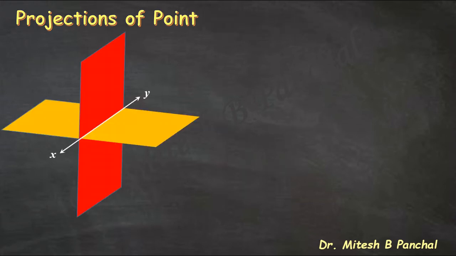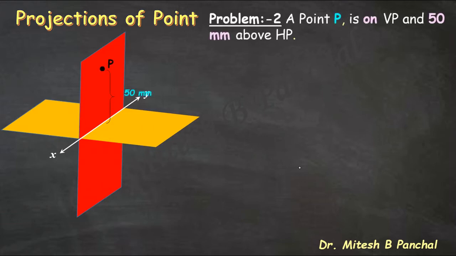Now we will see the next problem. So second problem is, if point P is on VP and 50 mm above HP. So graphically it is demonstrated like this. Point P is on VP and 50 mm above HP.